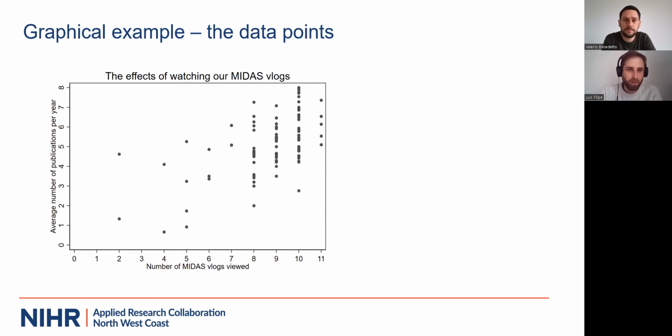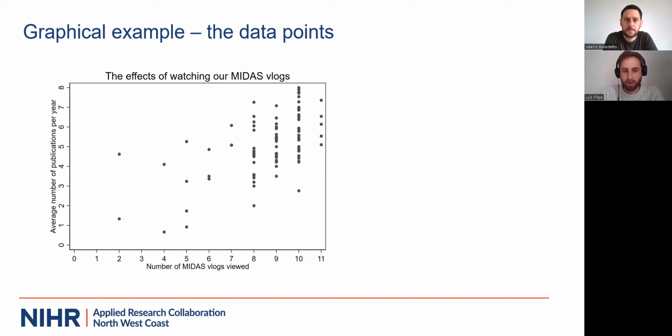another variable. I'm going to try to explain to you what a regression is, but typically what you do is you do it graphically. It's the best way to do it. So here you have a relationship between two variables. You can see what we usually call the y variable or the dependent variable, which is the one on the vertical axis, which is the average number of publications per year in this case.